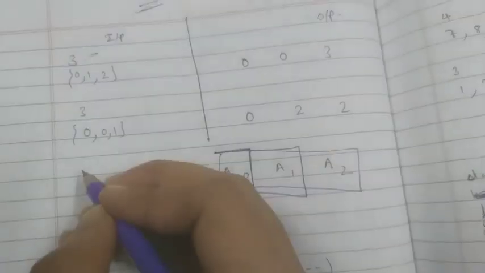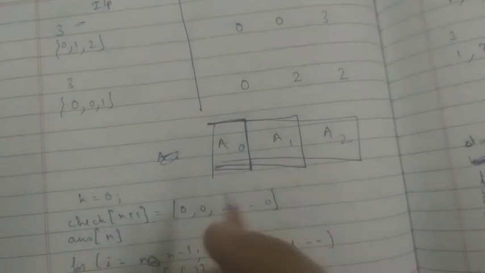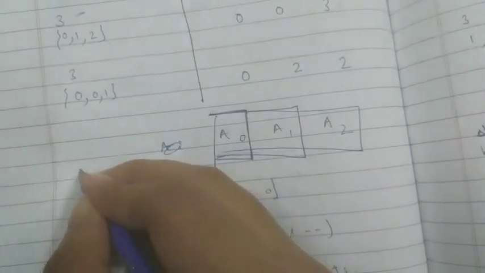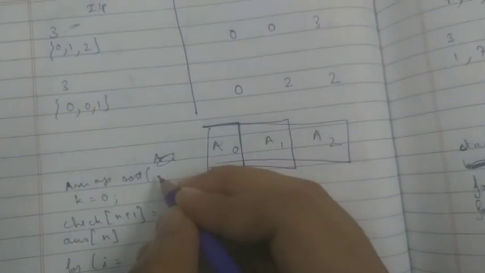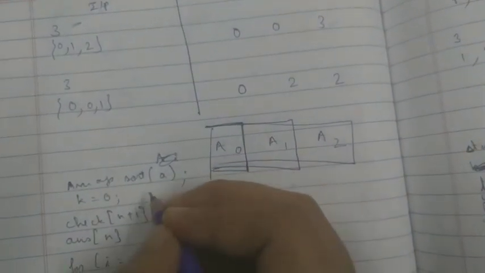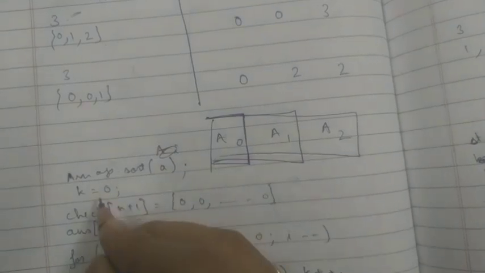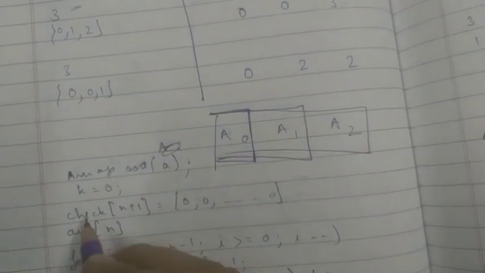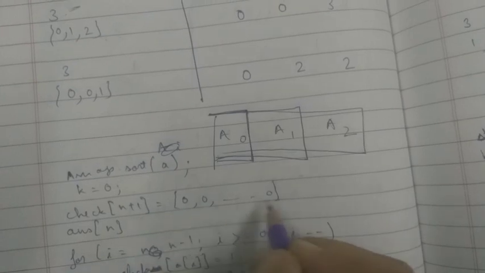So the most optimal way is to arrange this array in descending order. So what we are actually going to do is arrange it in ascending order, then traverse from the back, which also makes a similar sense. So we sort array A, then k is equal to 0. I will tell you why. Then check of size n plus 1 is equal to 0.